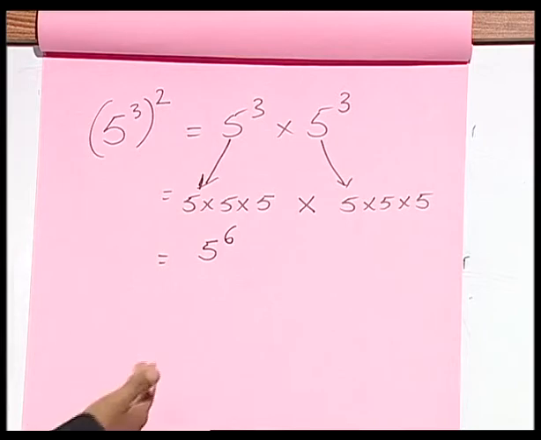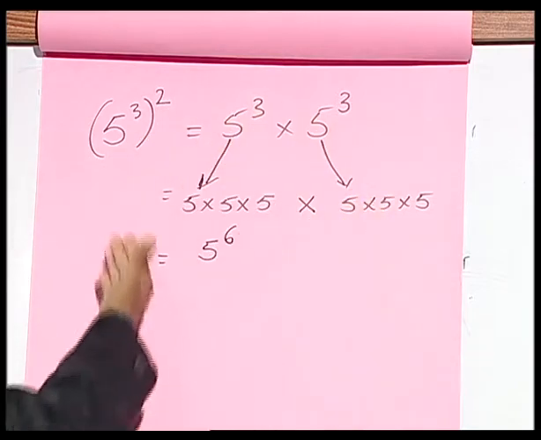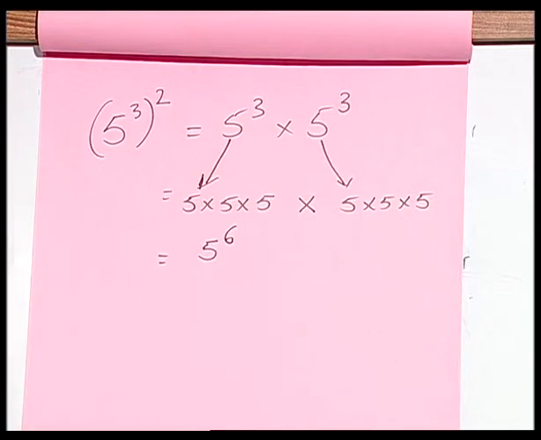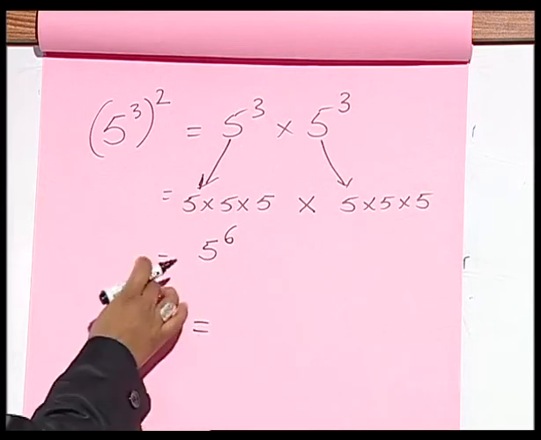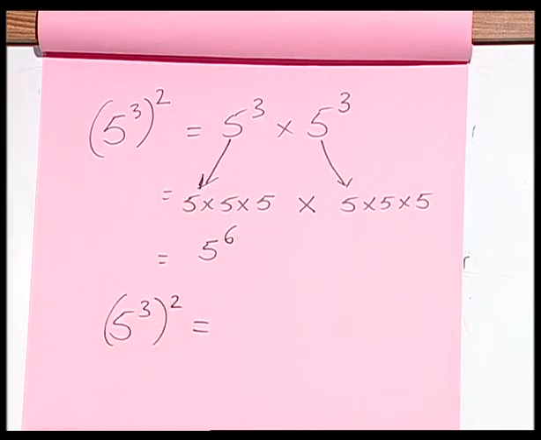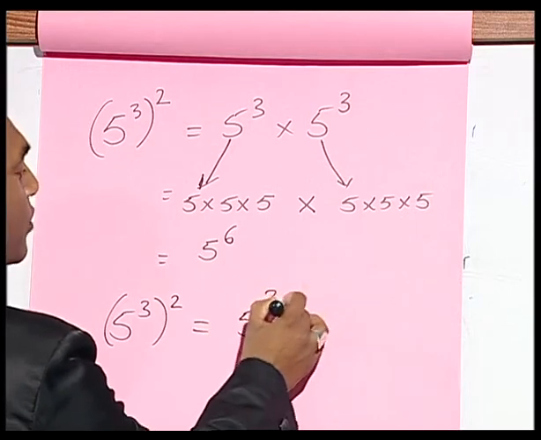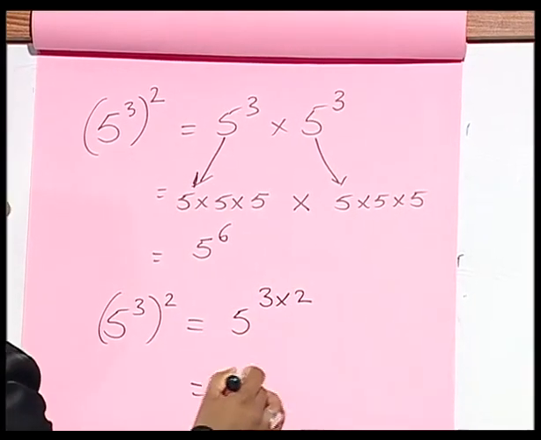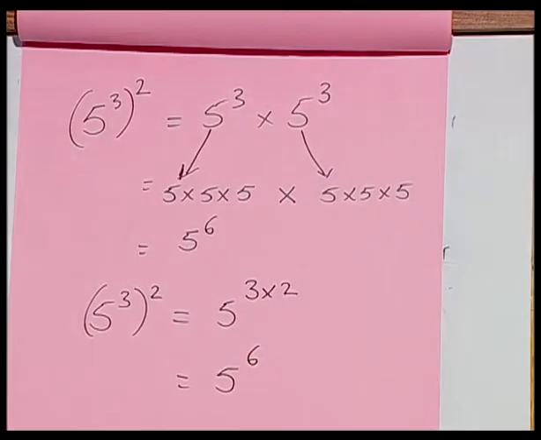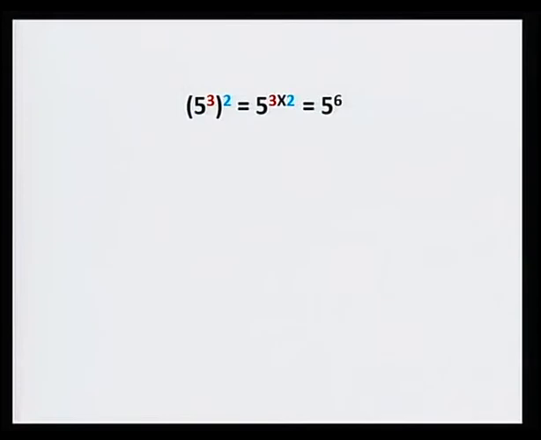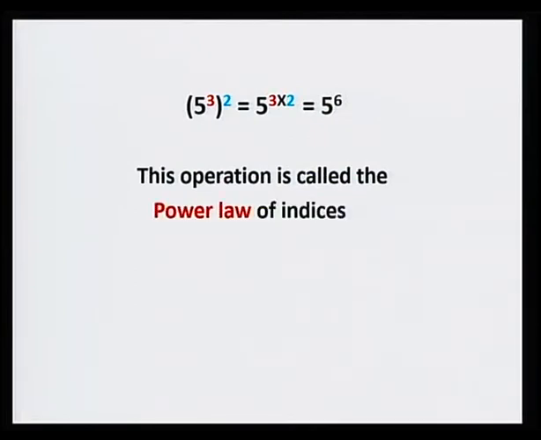Again, instead of writing the number 5 in expanded form, then finding the answer, we can directly obtain the answer as 5 raised to the power of 3 raised to the power of 2, equal to 5 raised to the power of 3 times 2, which is 5 raised to the power of 6. So, 5 raised to the power of 3 raised to the power of 2 equals 5 raised to the power of 3 times 2, equal to 5 to the power of 6. This operation is called the power law of indices.